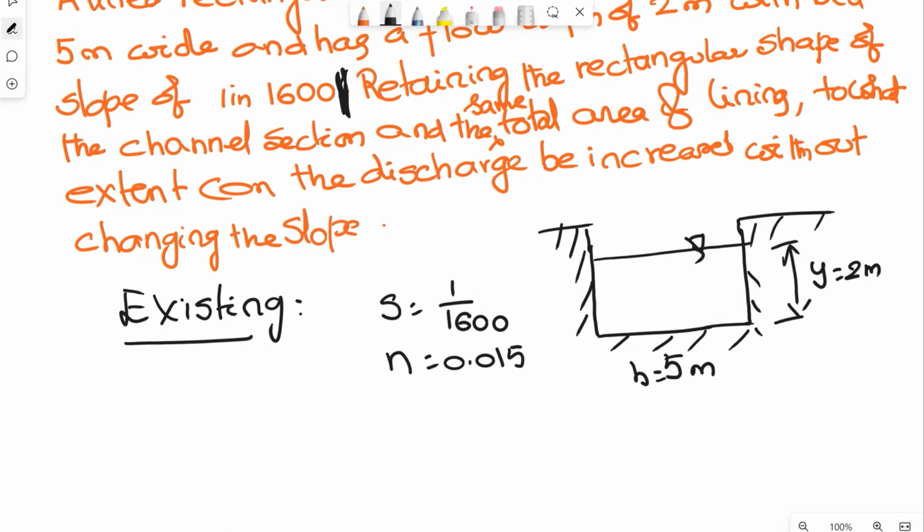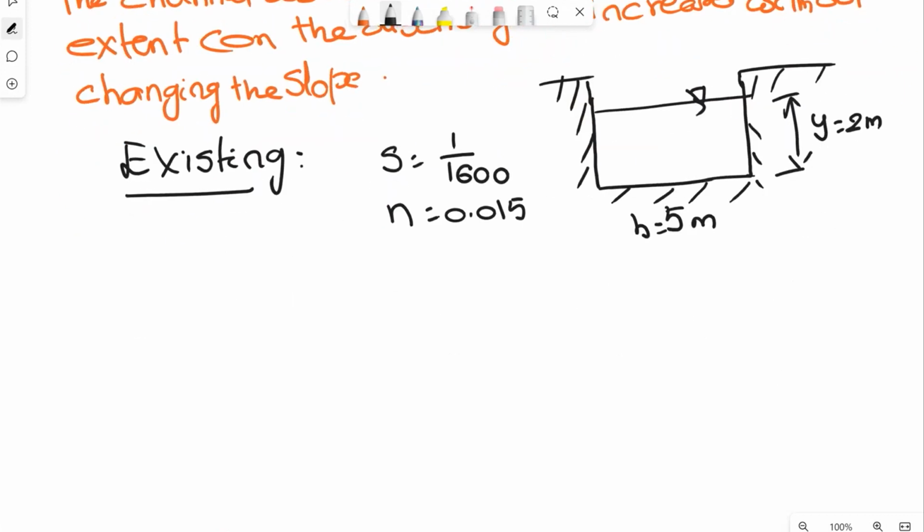Next is retaining the rectangular shape of the channel section and the same total area of lining, to what extent can the discharge be increased without changing the slope? That is what he is asking, so that we will find out. Remember again that the area of lining should be the same, so that is fixed. Keeping that, we will go. First let us find how much is the existing discharge, then we can calculate how much we can increase it.